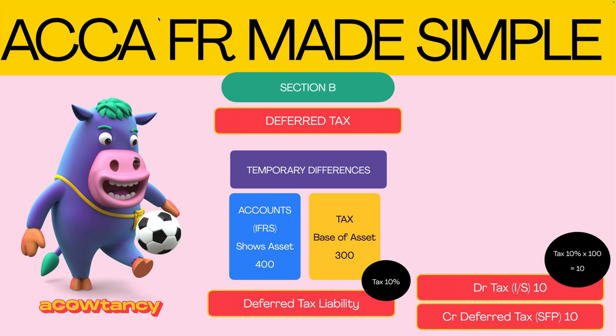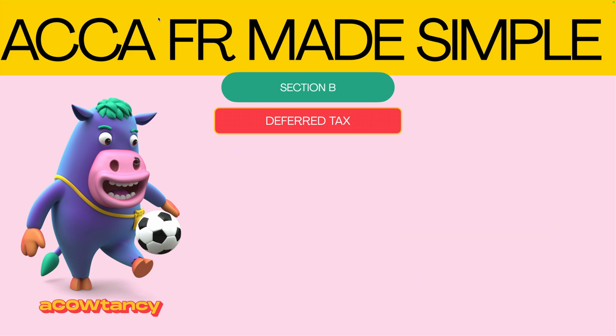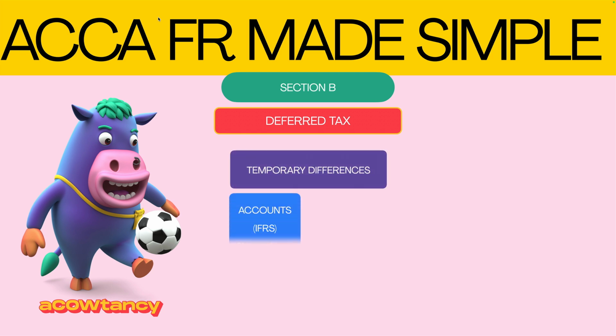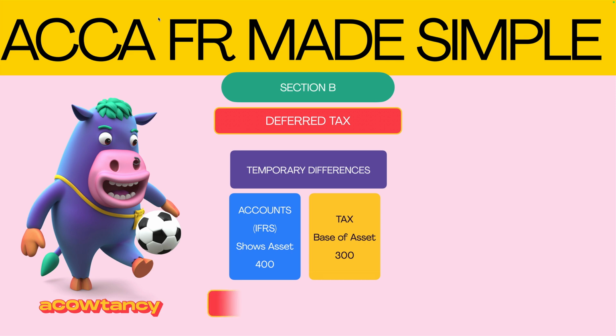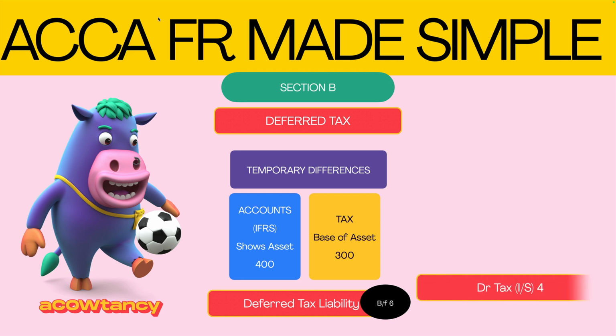Okay, now it gets a little bit trickier than that. Same figures, we're showing more assets. Of course, it could be the other way round, in which case tax was higher than the accounts, in which case that would be a deferred tax asset. But anyway, we're showing more asset, more income than the taxman of 100. So there's a deferred tax liability. But this time we get told the deferred tax liability has a brought forward of 6. Tax is still 10%, but there's already 6 in the deferred tax liability.